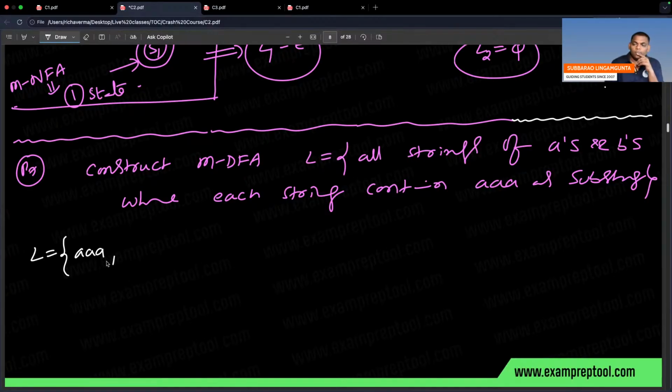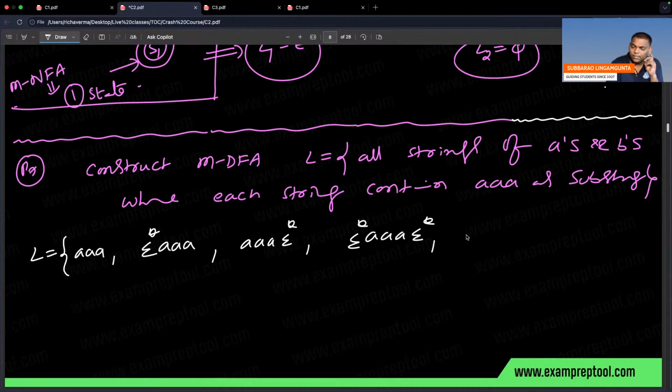Next, triple A is confirmed somewhere. Before triple A, anything can come. Anything means sigma star. After triple A, anything can come, sigma star. And before and after, anything can come. You can write many. Before triple A, anything, yes. Sir, before triple A, nothing also, yes. Anything contains nothing also.